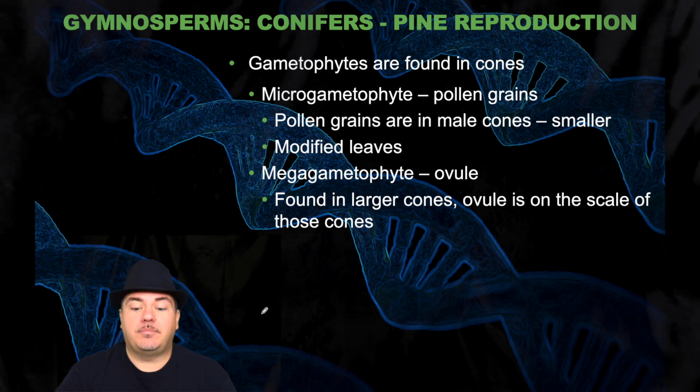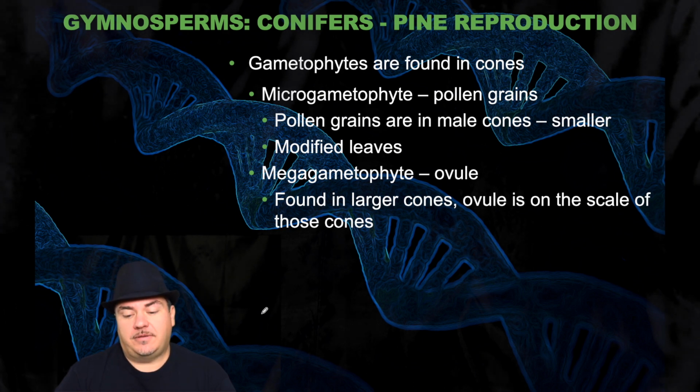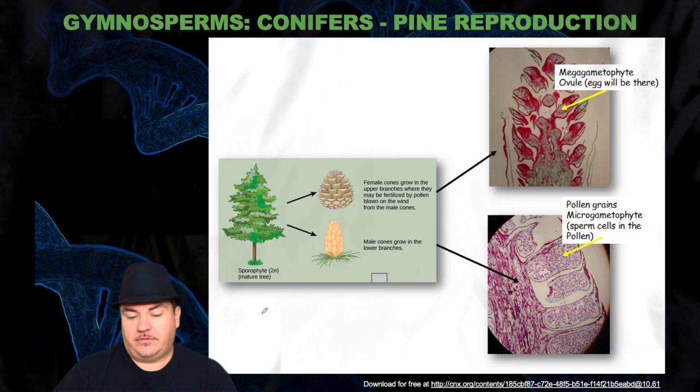Pollen grains are made in male cones, which are smaller and made up of modified leaves. The megagametophyte, that's the female. That's where you'll find the ovule. These are found in larger cones. The ovule is on the scale of these cones.